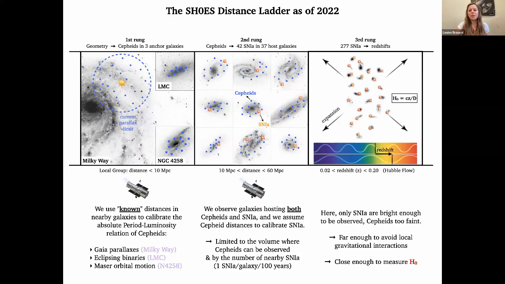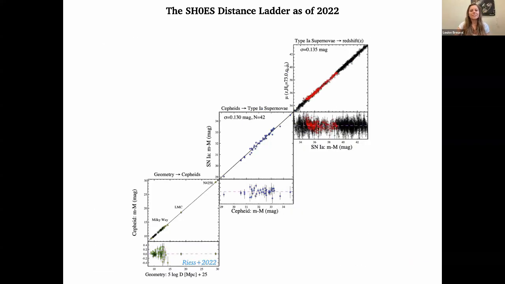Something that the SHOES team has been working on is focusing on consistent photometry for Cepheids between the first and the second rung. So all of the Cepheids are observed consistently with the Hubble Space Telescope. So there's no photometric systematic. So this is a plot from Riess 2022 showing the 3 anchors with 3 independent geometric distances.